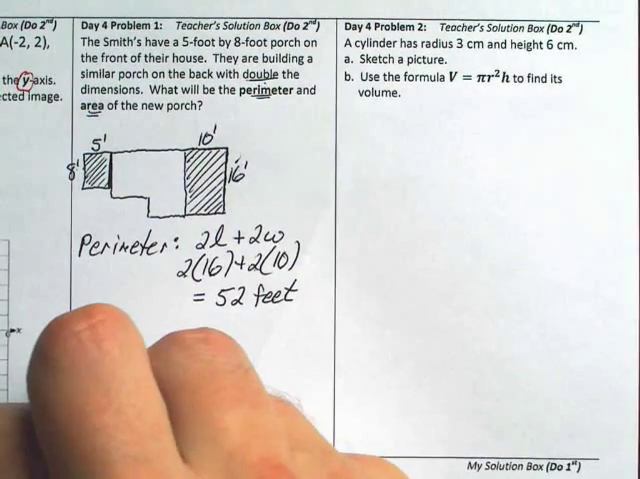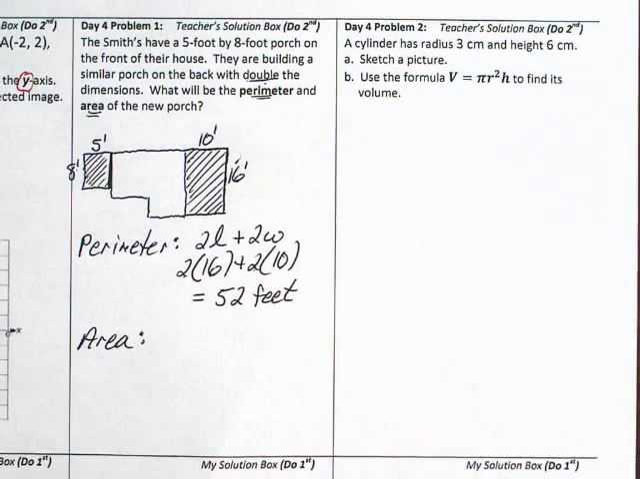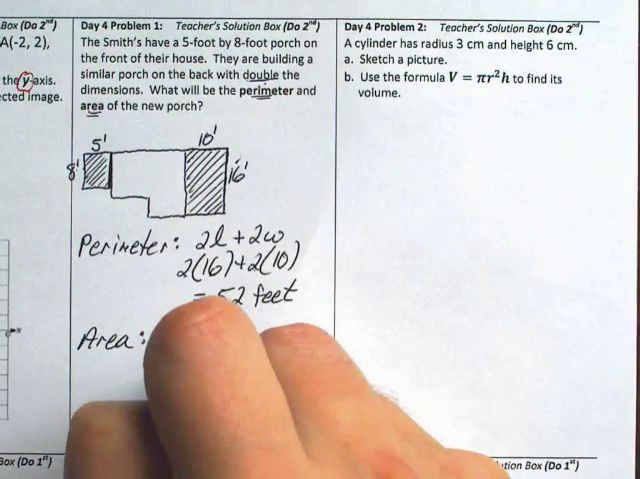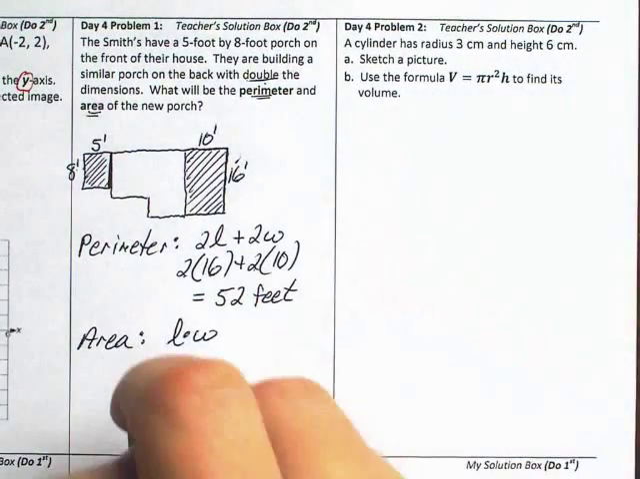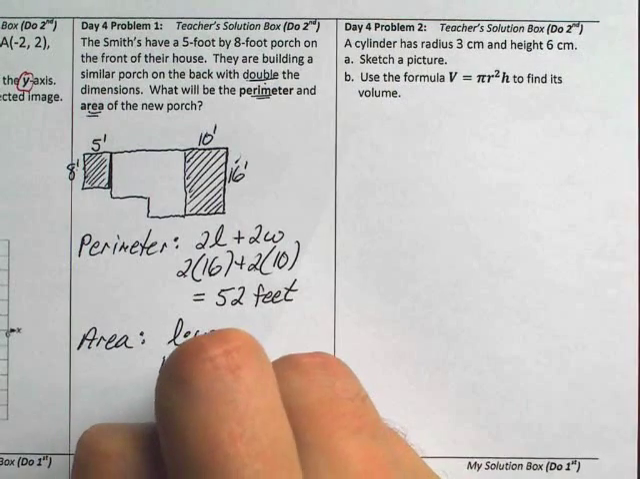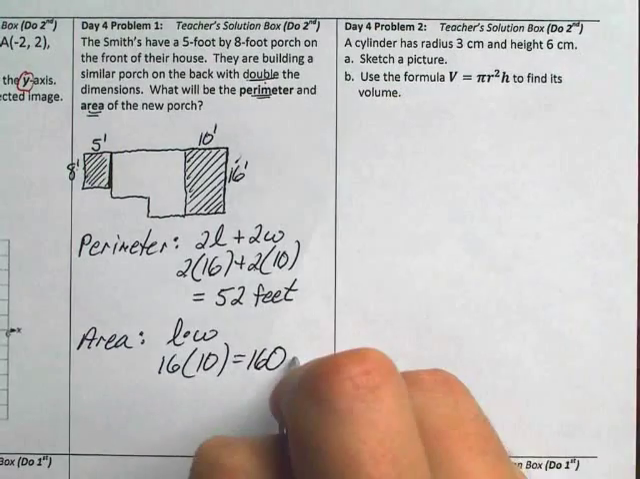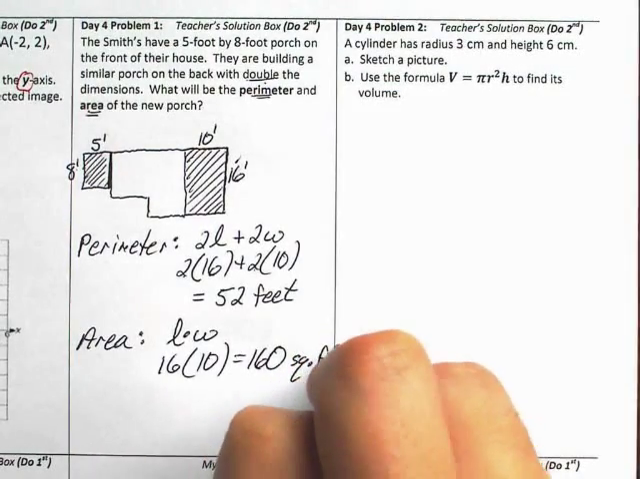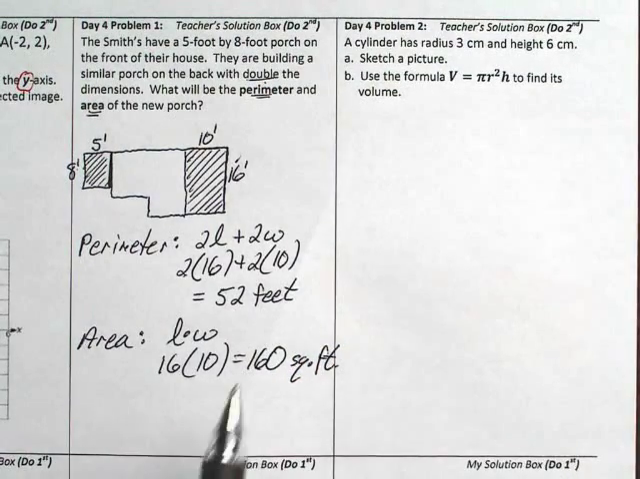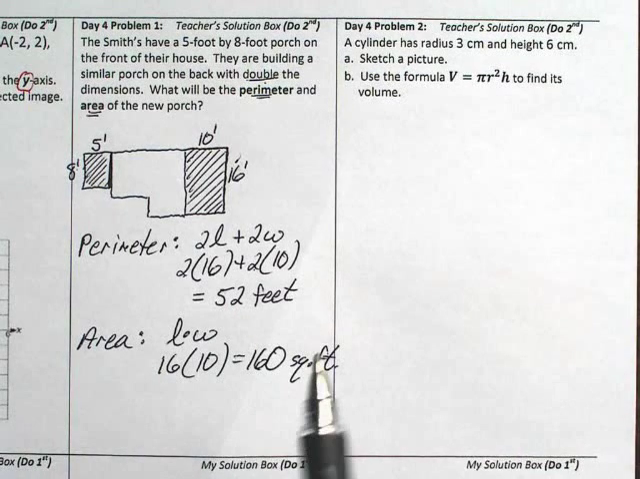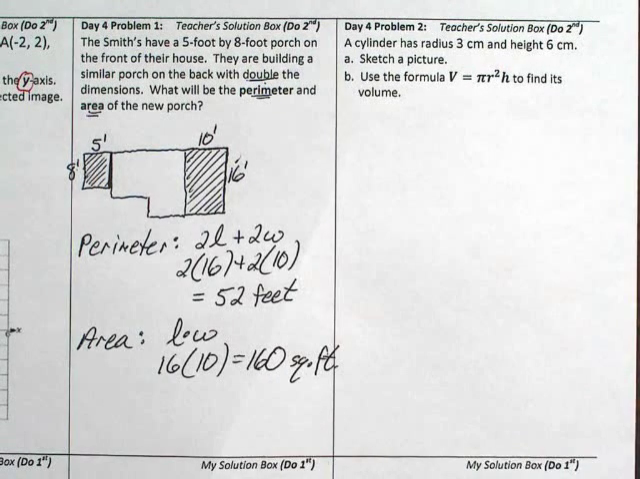Now the area of that porch. To find the area of any rectangle, we can use the formula length times width. And that would be 16 times 10, which is 160 square feet. And so we have figured out the perimeter and the area of the Smiths' back porch.